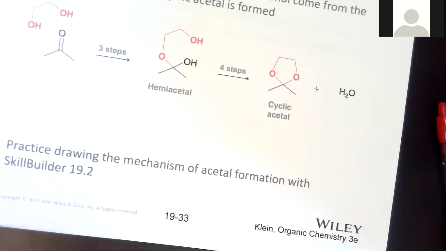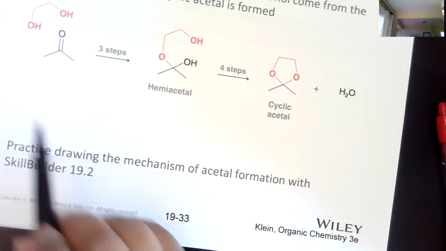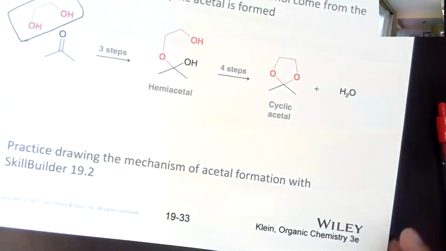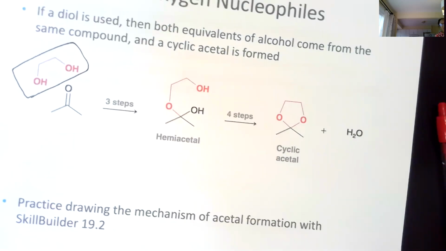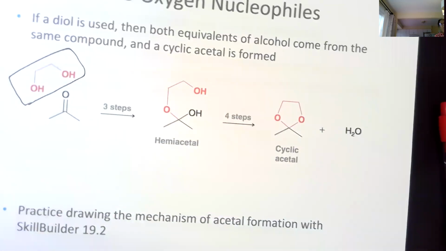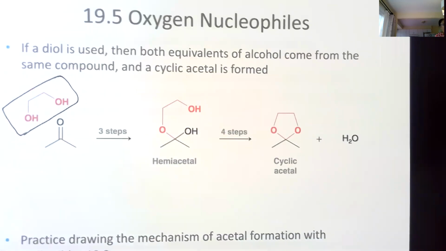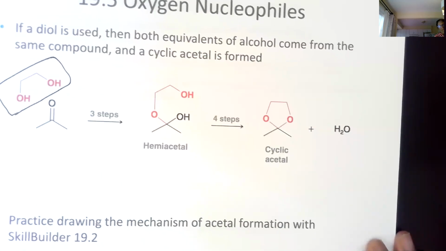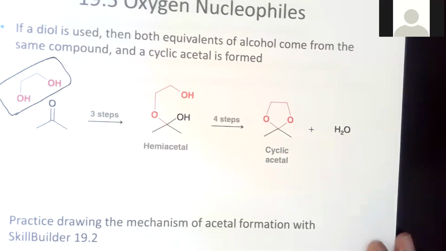Now this is, you're making what is called a cyclic acetyl. Okay, cyclic acetyl. And this is useful for, it can be used as a blocking group. That's why this reaction is used.